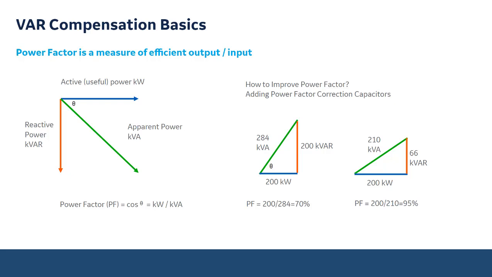Now, how to improve that power factor? By adding power factor correction capacitors. When we add those capacitors, we can go from a 70% power factor up to 95%. So you're still getting your 200 kW, but instead of 284 kVA, you only require 210 kVA to produce that same 200 kW. And that's where you're going to see your cost savings.